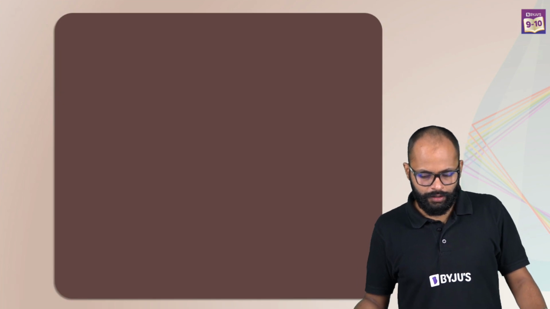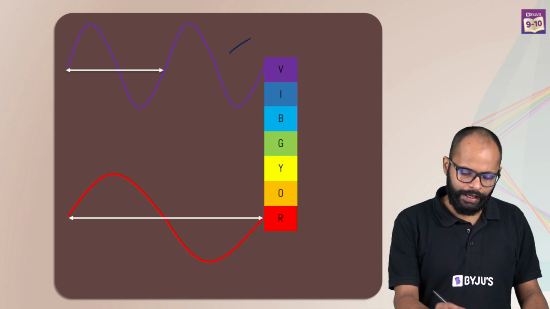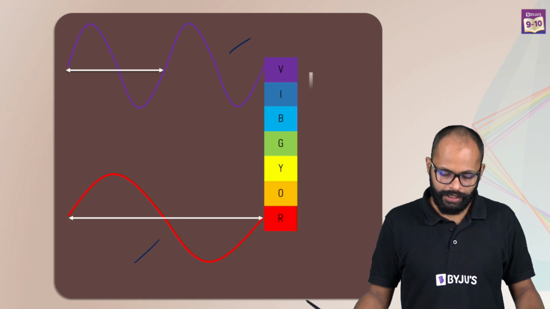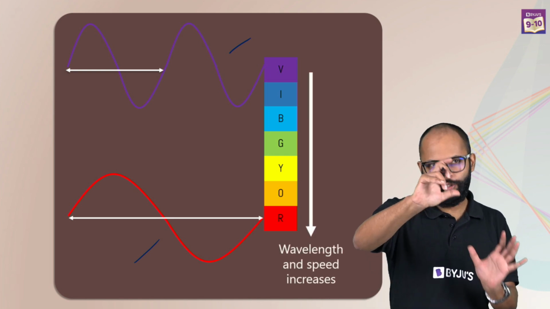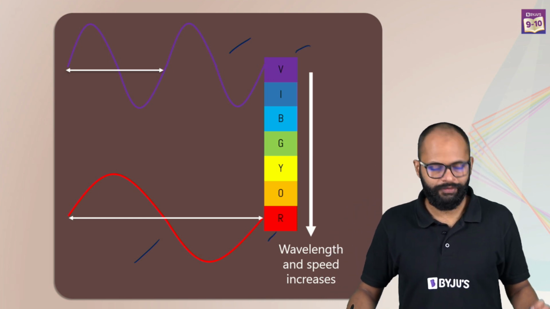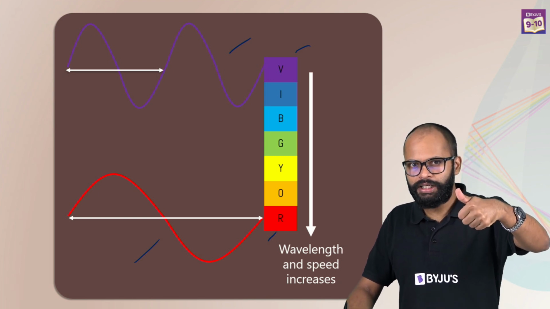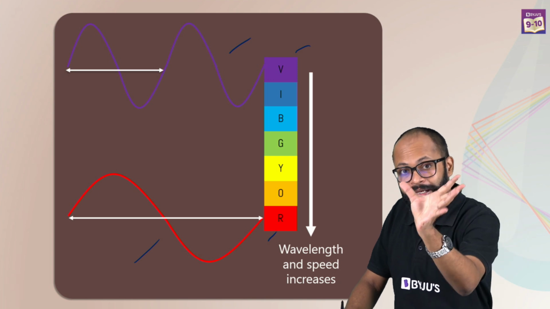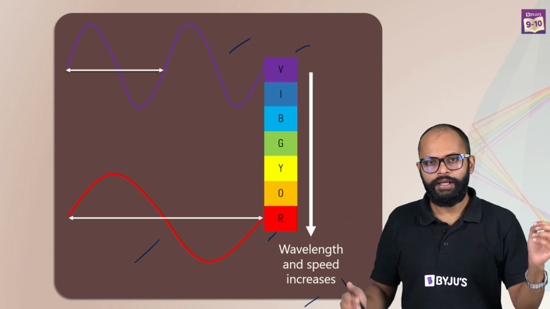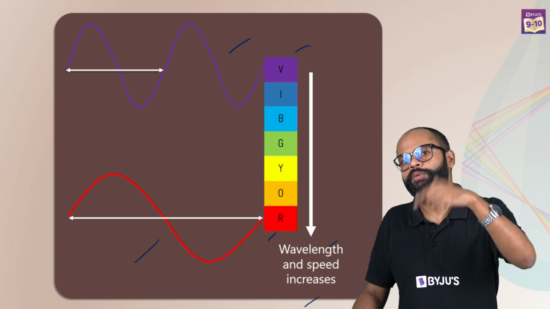Fine. All right. Now, this is something which I have already told you. Violet has lesser wavelength compared to red, and that is the reason it bends more. All right. So this is a pictorial way of making a mind map in you. See, VIBGYOR. From violet, if you go towards red, the wavelength and speed increases inside the denser medium. First of all, just remember this, it's not like everywhere. Inside a denser medium, the wavelength and speed increases as you go from violet to red.